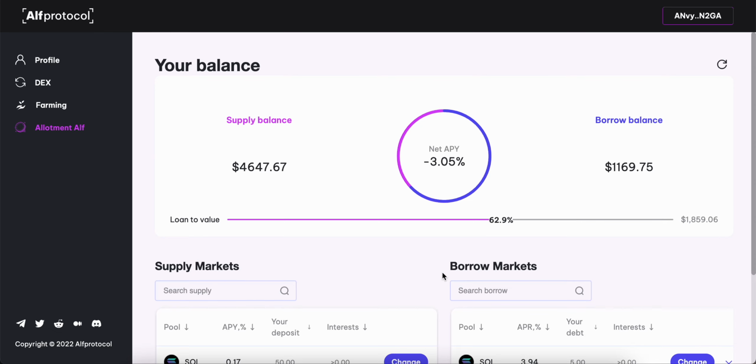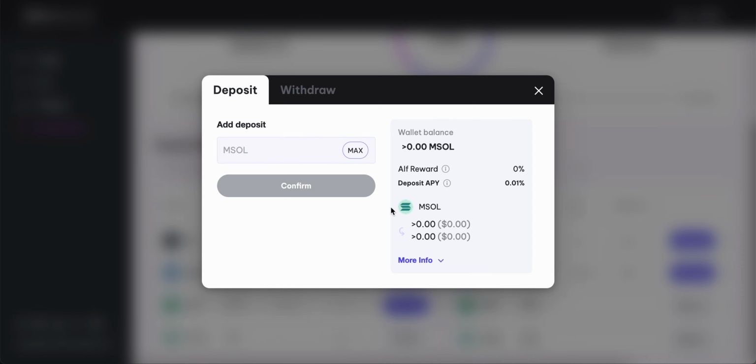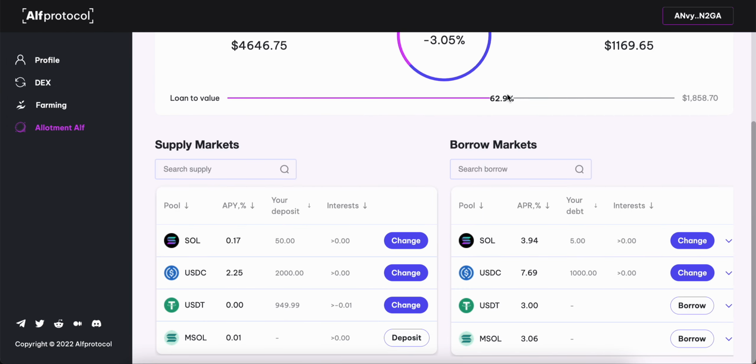Now if you scroll a bit lower, you will see two boxes, the supply markets and borrow markets, and right here you can find all of the assets that are available for supplying and for borrowing. So if you want to supply liquidity to the protocol and earn APY, you can simply do that by visiting the supply markets, and you will see, instead of a change button, you will see deposit. You can click on it and deposit your assets into the protocol, and you will start earning an APY on top of your deposits.